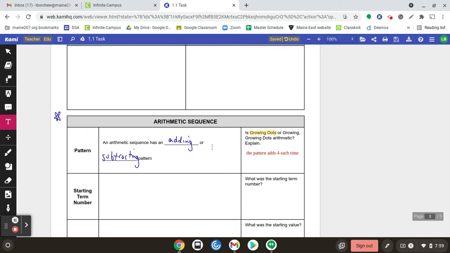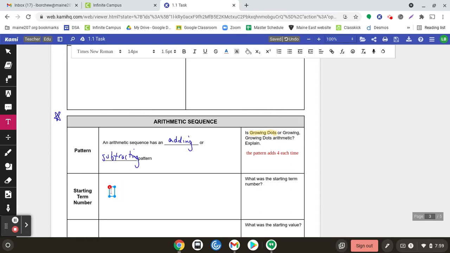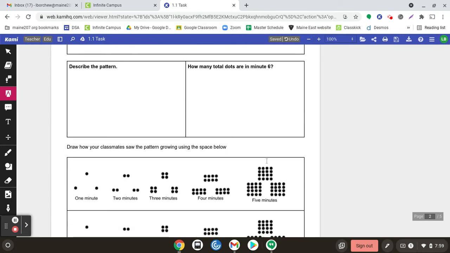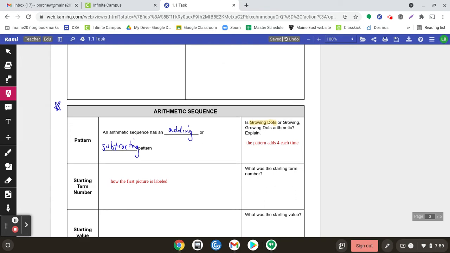Now the starting number. We will define the starting number is how the first picture is labeled. So go back to page 1, growing dots. The first picture that only had 1 dot is labeled at the beginning. So we can go ahead and label the starting term number at the beginning.